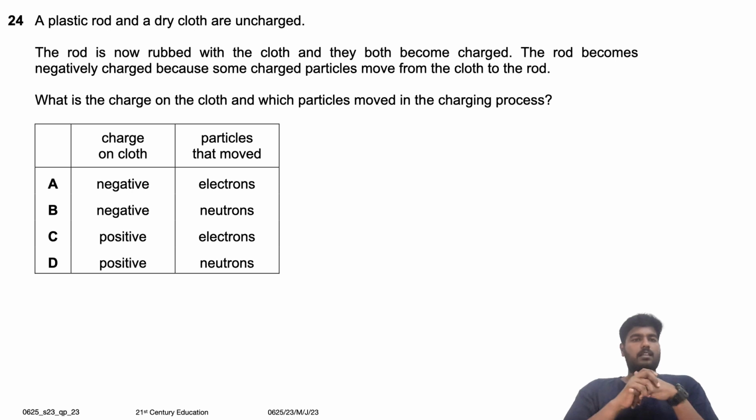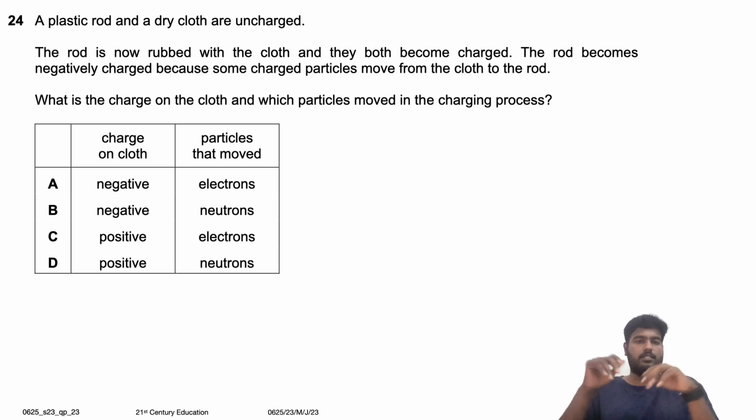A plastic rod and a dry cloth are uncharged. The rod is now rubbed with the cloth and they become charged. The rod becomes negatively charged because some charged particles move from the cloth to the rod. What is the charge on the cloth and which particles move in the charging process? Okay, if the rod becomes negative, the cloth becomes positive.